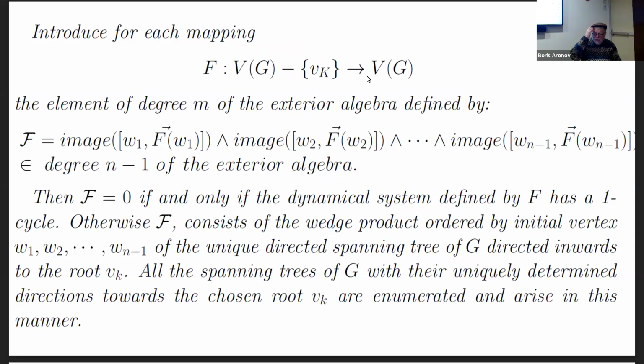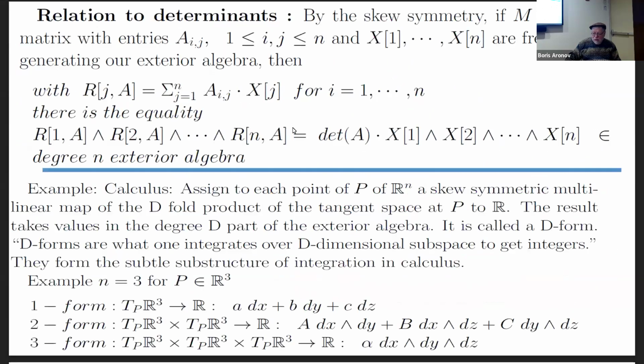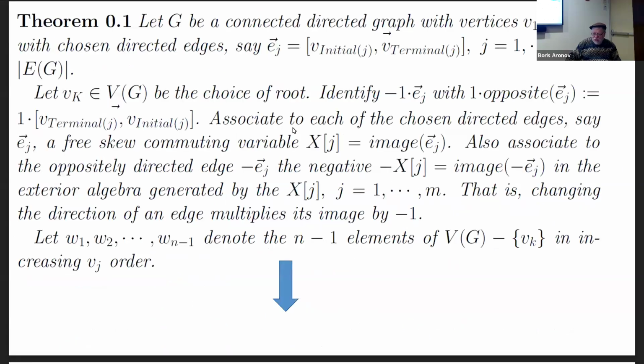Now, introduce for each the mapping F. So F is going to be like what I was talking about before, kind of a dynamical system. On the set of vertices, look at the map that sends each of these vertices to the set of vertices. But I'm now going to look at the element of degree n-1 of the exterior algebra, the particular element. Sorry, I accidentally moved forward more than I meant to.